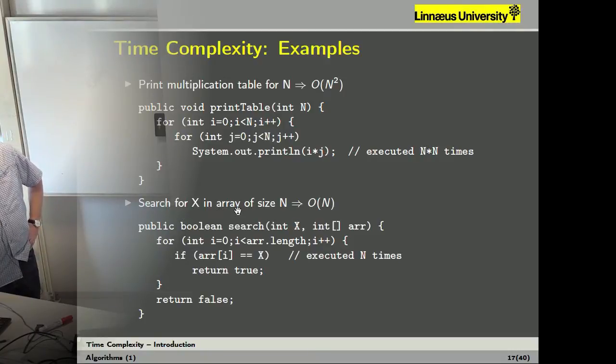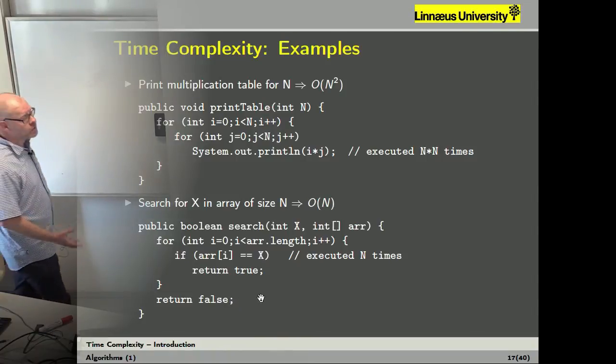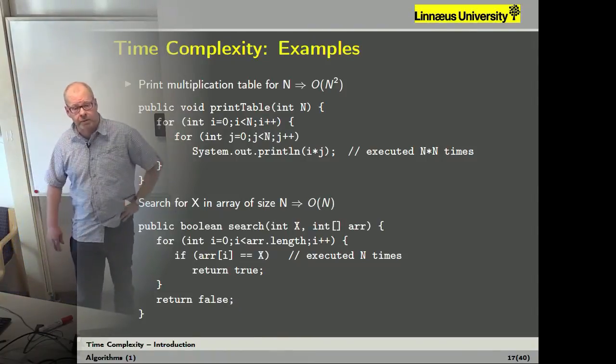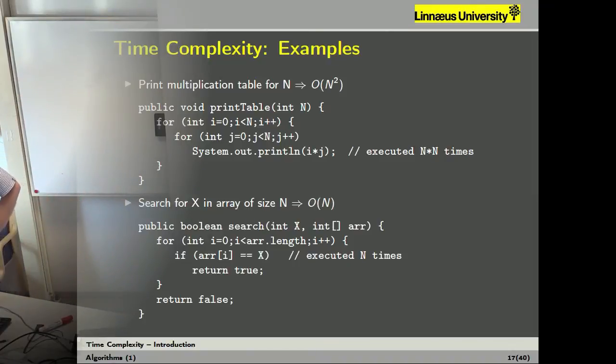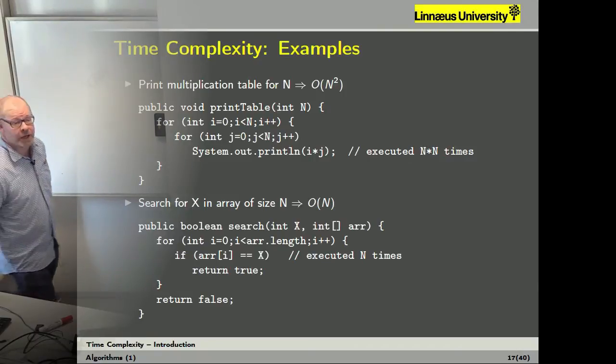Search for x in an array of size n. I'm saying that this one is proportional to the size n here. We are iterating over all the elements. Every time we are checking if this one is found. And if it is found, then we return true, otherwise we return false. It might be that we find it in the first element. But we are not interested in the best case. We are always interested in the worst case scenario.